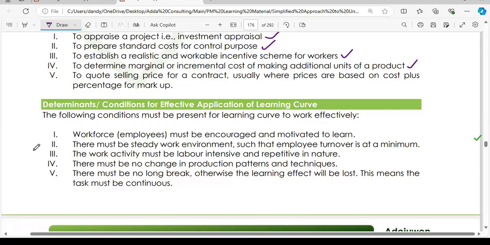Number three, the work activity must be labor intensive and repetitive in nature. All right, you are not using machines. What you are using is labor to perform the task, which requires labor hours. And the task that you are performing must be repetitive in nature, something you are doing almost on a daily basis. If the job is not repetitive and it's not labor intensive, then there is nothing like learning curve.